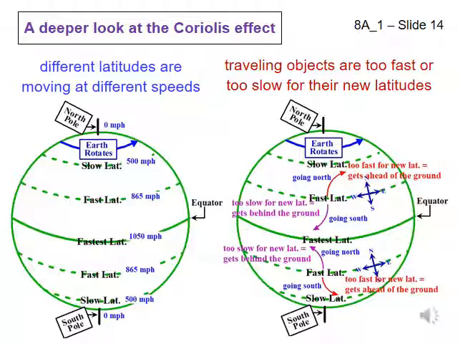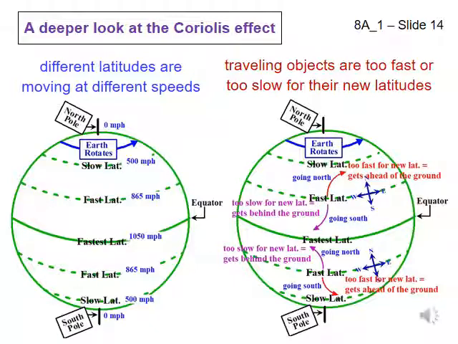Recall that we said earlier that the Coriolis effect is stronger near the poles and weaker near the equator. Notice that the difference in speed of the Earth between the equator and nearby latitudes is not as great near the equator. For example, the speed difference between the equator and 30 degrees north is about 135 miles per hour, while the speed difference between 60 degrees north and the North Pole is about 500 miles per hour.